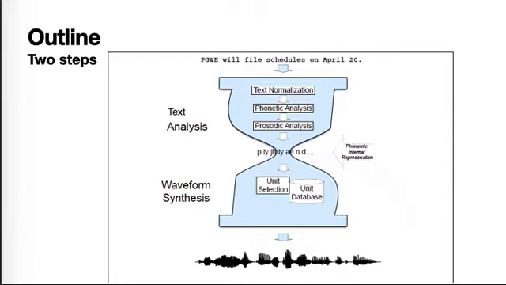This diagram shows the architecture of a unit selection synthesizer using an hourglass metaphor. We will talk about each component in more detail later. As mentioned, there are three steps to text analysis: text normalization, phonetic analysis, and prosodic analysis.